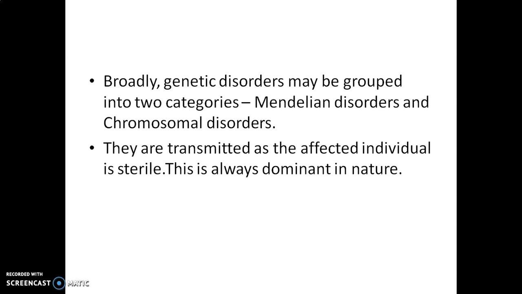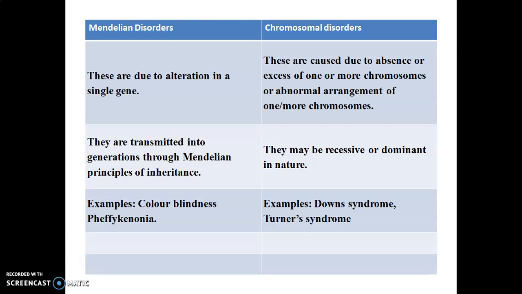Children, we can divide genetic disorders into two categories as Mendelian disorders and chromosomal disorders. Okay. So what is the difference between Mendelian disorder and chromosomal disorder? Here in Mendelian disorder, it is due to alteration in a single gene. At the same time, chromosomal disorders are caused due to absence or excess of one or more chromosomes or abnormal arrangements of chromosomes.